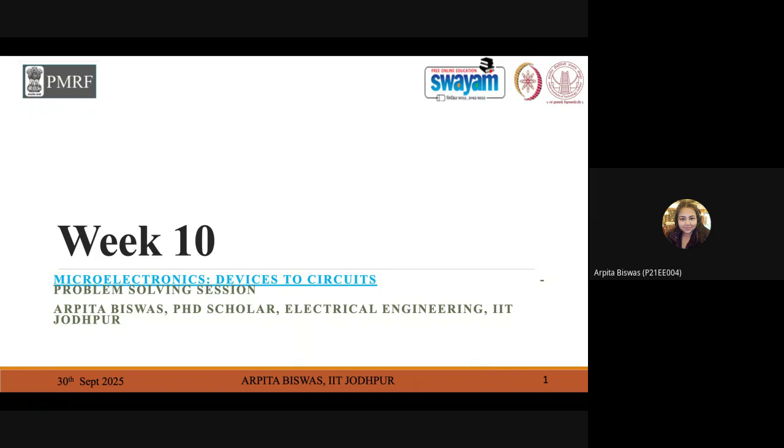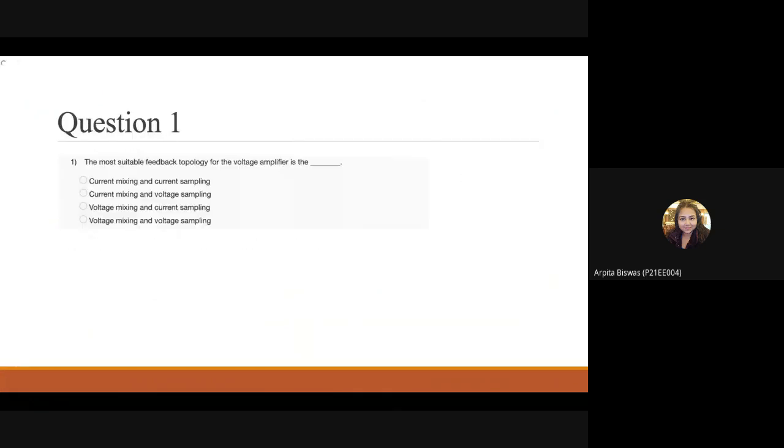This is week 10 microelectronics device to circuit session. This is a problem solving session. I'm Arpita Biswas from IIT Jodhpur and I'm pursuing PhD in electrical engineering department. So here we are going to solve some of the numericals and some of the MCQ questions. And please, before coming to the class, please go through the lecture video.